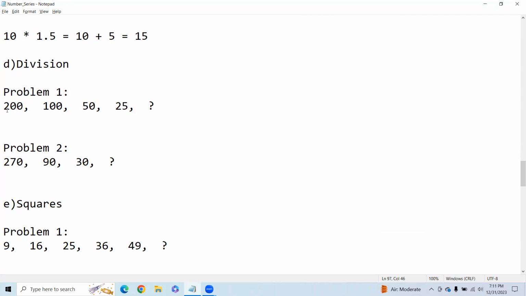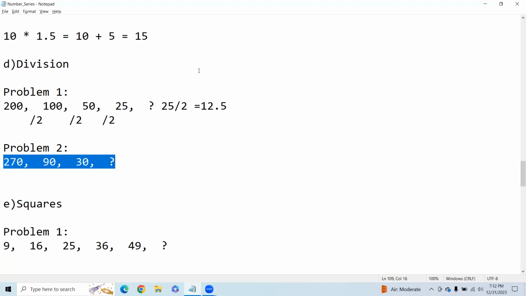Division. So 200, 100, 50, 25. Do we see here the numbers are in decreasing order? So there is a good possibility that the pattern will be either subtraction or division. So 200 divided by 2, we get 100. 100 divided by 2, we get 50. 50 divided by 2, we get 25. So to get our answer, we have to do 25 divided by 2, that is 12.5.